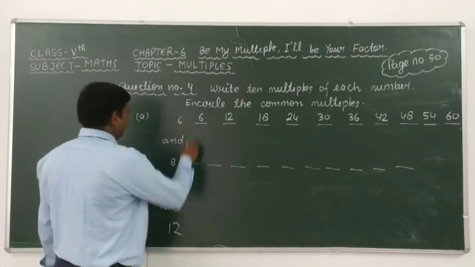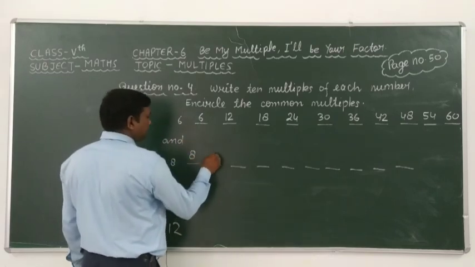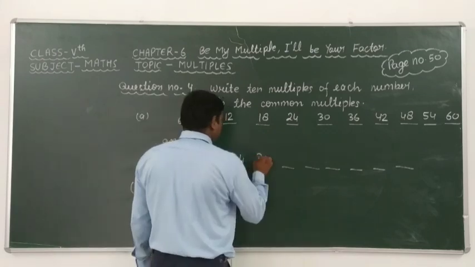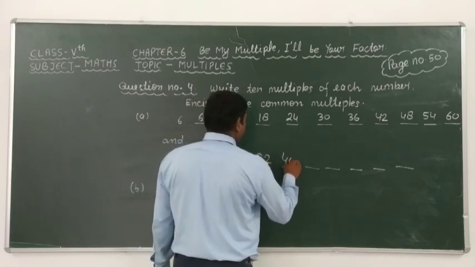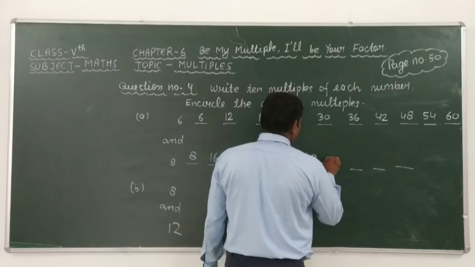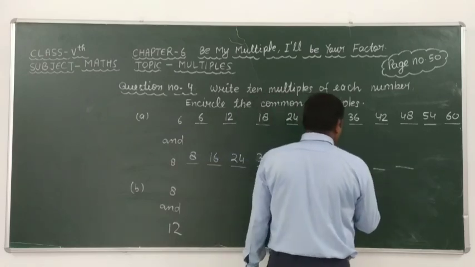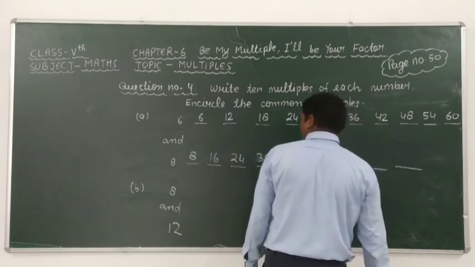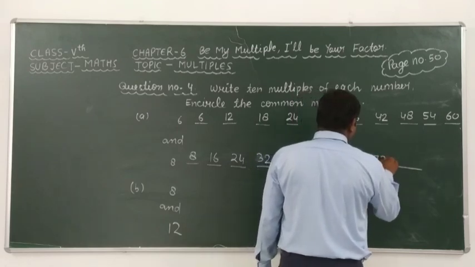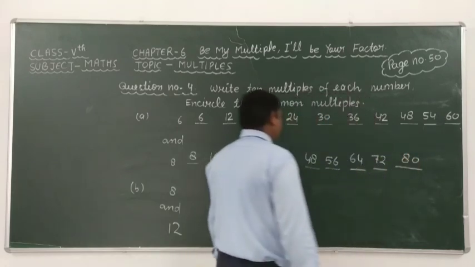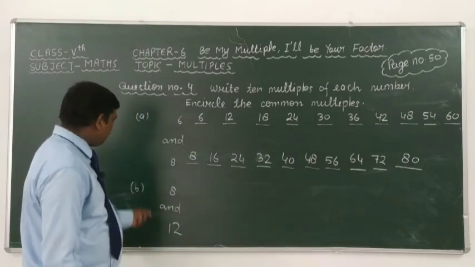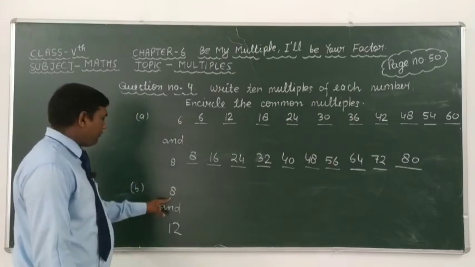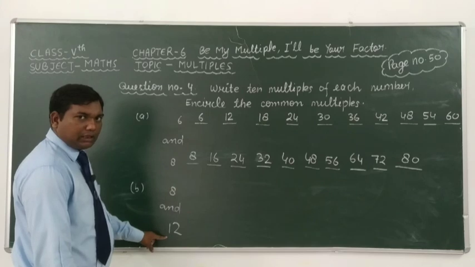Similarly, we can write 8 1 is 8, 8 2 is 16, 8 3 is 24, 8 4 is 32, 8 5 is 40, 48, 56. And in question B here we can write the multiples of 8, and in this question here we can write the multiples of 12.